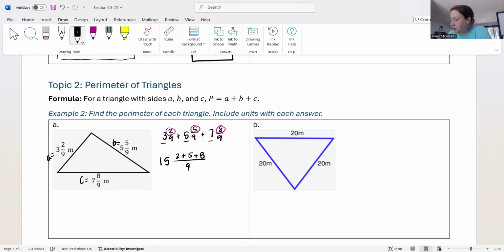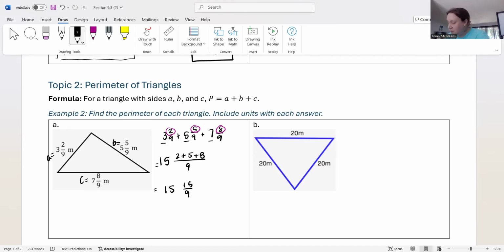So let's clean this up just a little bit. So we already have our 15 out front. That was the sum of all of the whole numbers. So the 3 plus the 5 plus the 7, okay? Now we need to clean up our fraction. And so the fraction that we have is 2 plus 5, which is 7, and then 7 plus 8 is 15. So we get 15 and 15/9. And your little spidey sense should be humming right now. You should be like, ooh, that feels weird. It should feel weird because with a mixed number, we have to have a whole number and then a proper fraction. So this mixed number has to be fixed because our fraction is not proper.